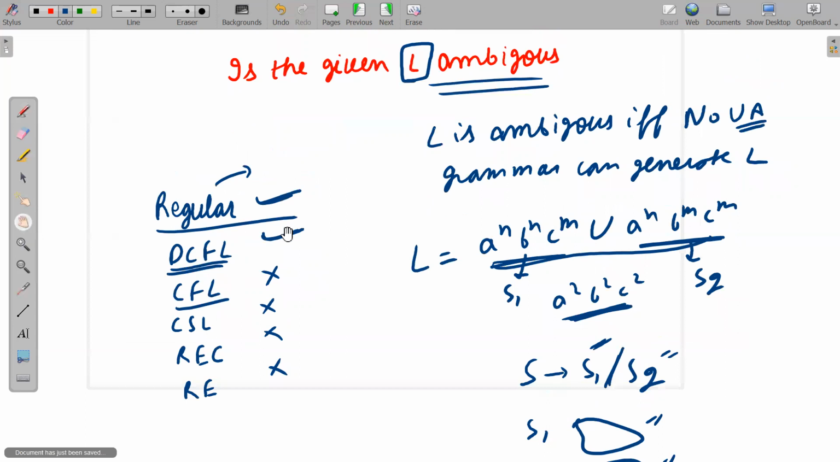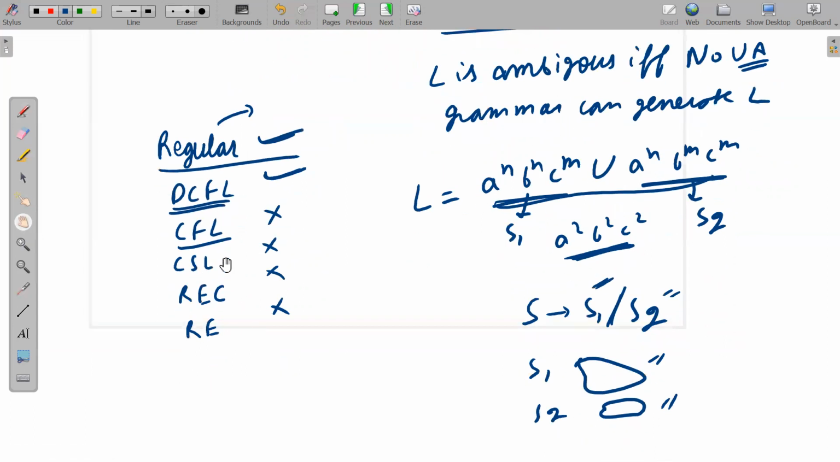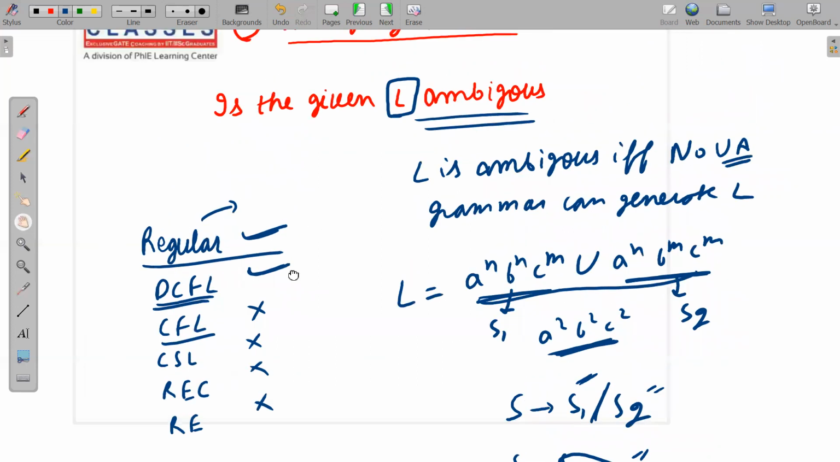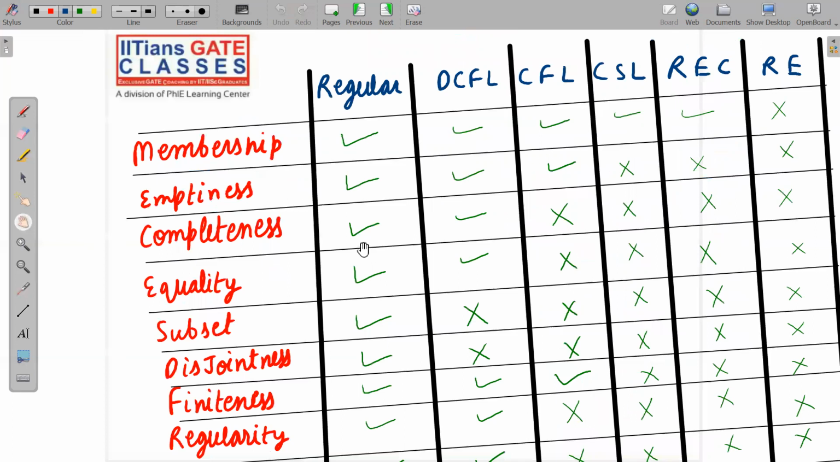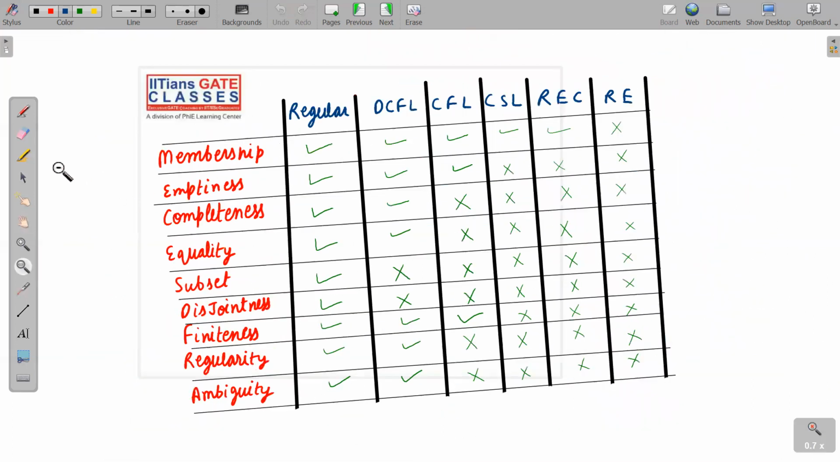So for regular and DCFL, it will be trivially decidable because these are always unambiguous languages. But for CFL, it may be ambiguous or unambiguous, and there is no algorithm for checking. So for CFL, CSL, REC, and RE, it will be undecidable. Okay. Next. So see here, I have given you a table. You have to remember this table.